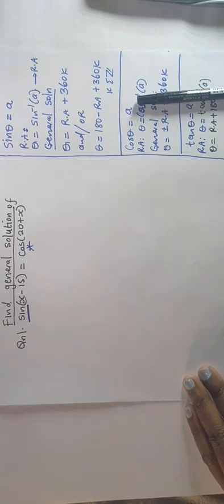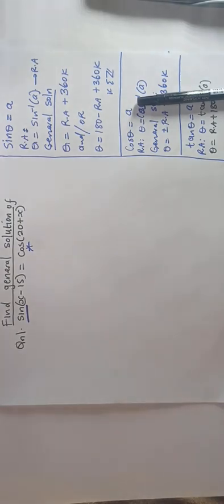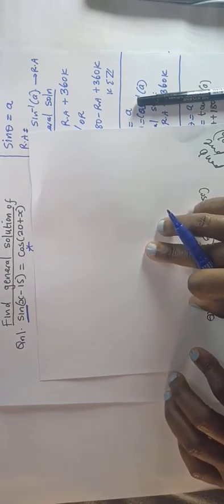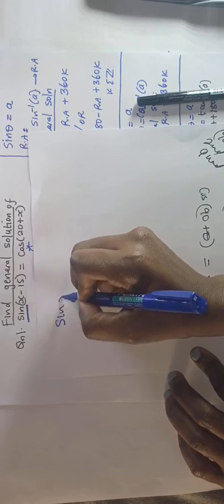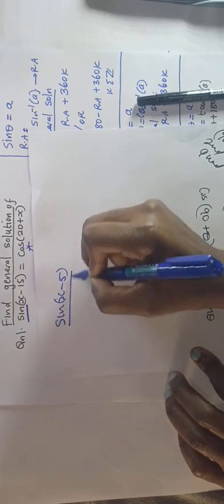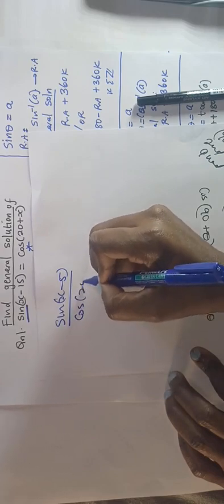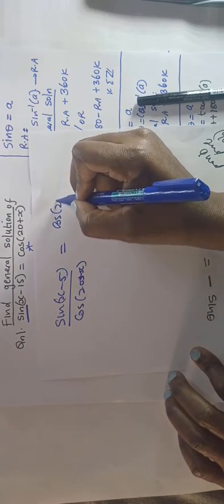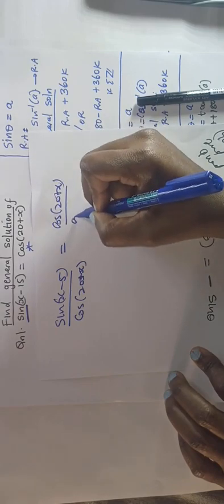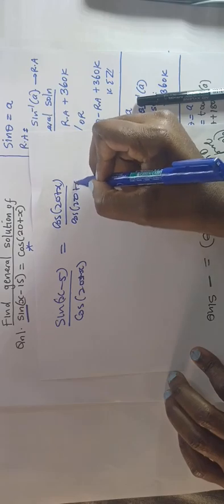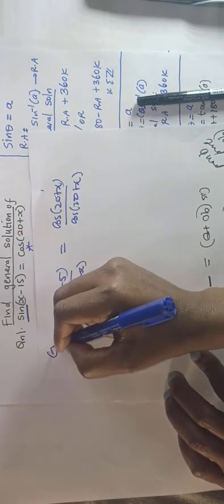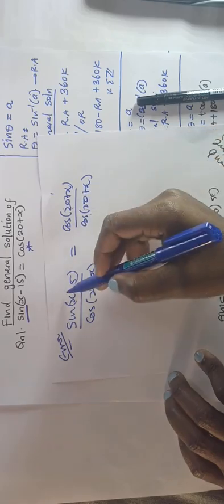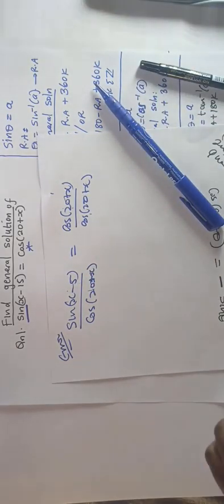The error most learners make is this one: they rush to divide both sides by cos. But that is an error. It's a misconception, because the moment you divide both sides by cos when the angles are different, you will never get a tan.